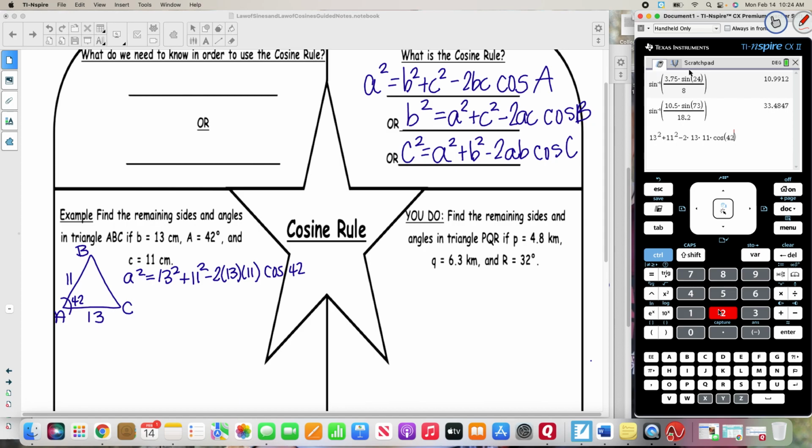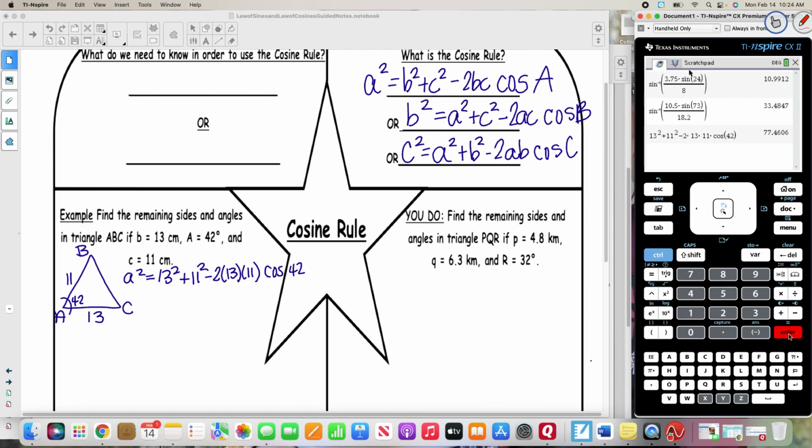275. Is it positive or negative? Can we have a negative side length? No. Okay, so I got 77.46. Is that what little a equals? No. What is that? It's a squared. So we have to take the square root.